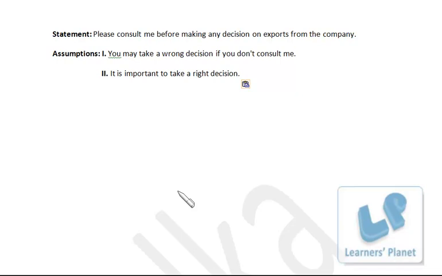It is important to take a right decision. Obviously, to grow a business or to run an organization, it is really important to take a right decision. Okay, so both the assumptions are valid, both the assumptions are implied from the statement.